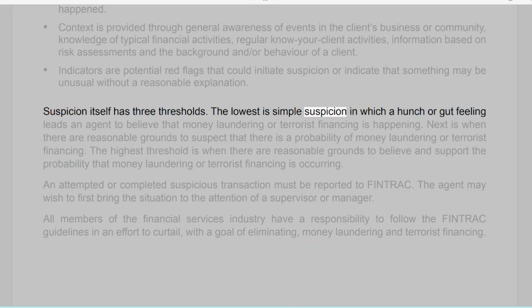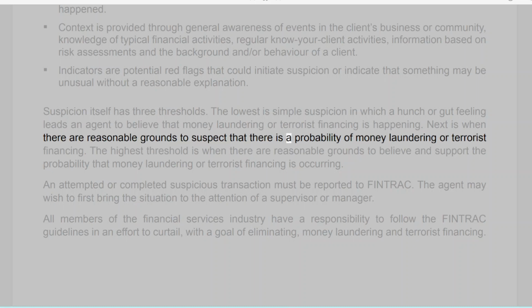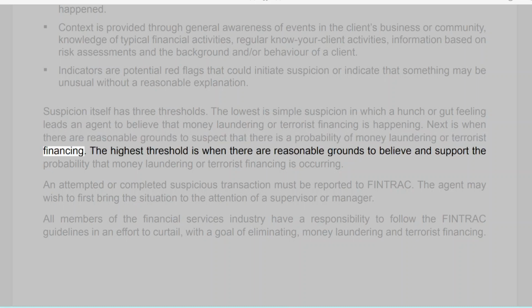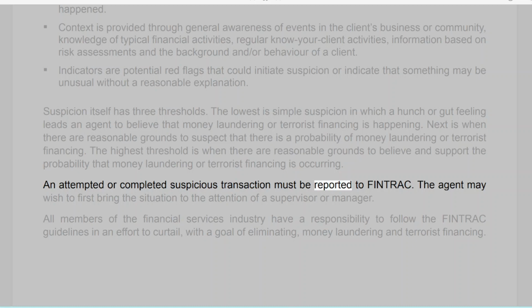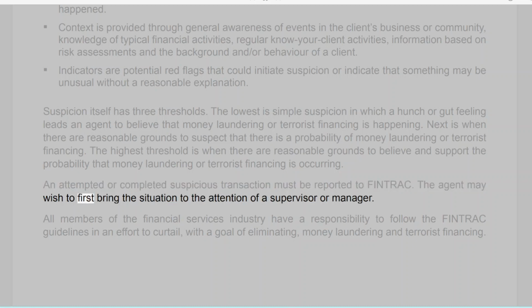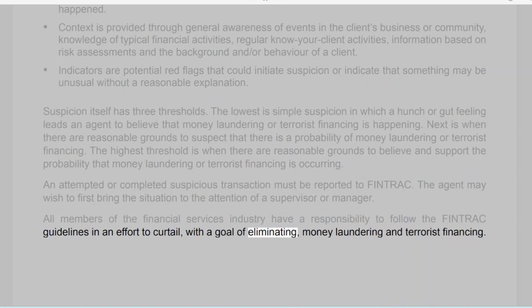Suspicion itself has 3 thresholds. The lowest is simple suspicion, in which a hunch or gut feeling leads an agent to believe that money laundering or terrorist financing is happening. Next is when there are reasonable grounds to suspect that there is a probability of money laundering or terrorist financing. The highest threshold is when there are reasonable grounds to believe and support the probability that money laundering or terrorist financing is occurring. An attempted or completed suspicious transaction must be reported to FINTRAC. The agent may wish to first bring the situation to the attention of a supervisor or manager. All members of the financial services industry have a responsibility to follow the FINTRAC guidelines in an effort to curtail, with a goal of eliminating, money laundering and terrorist financing.